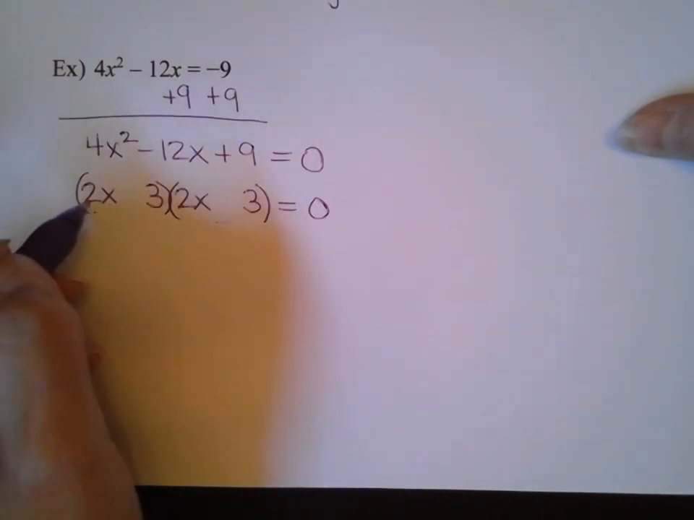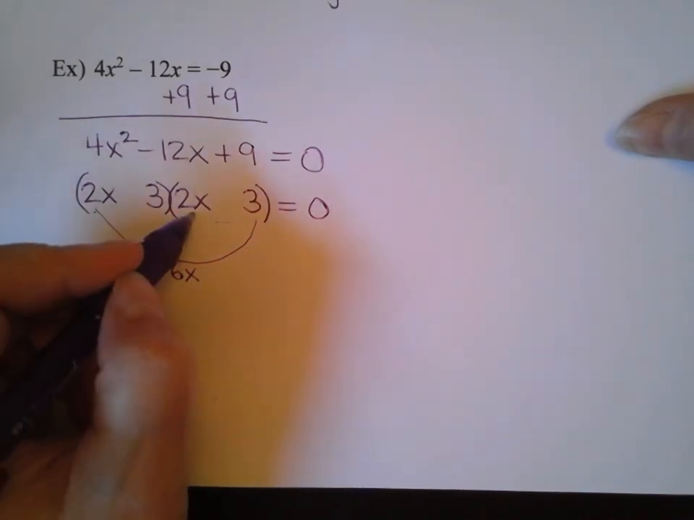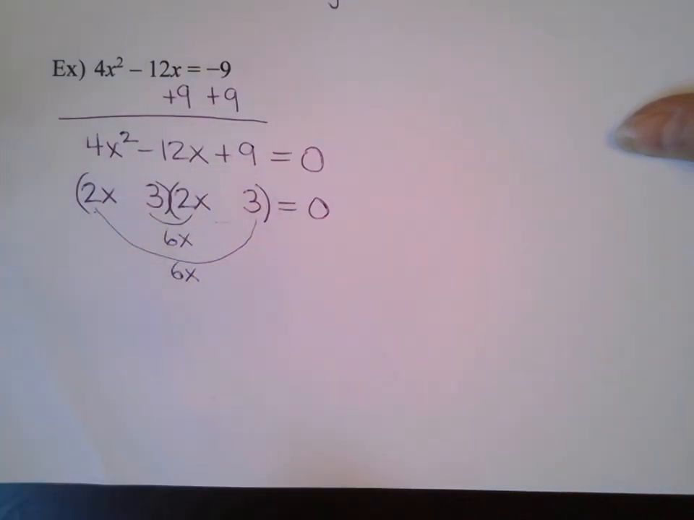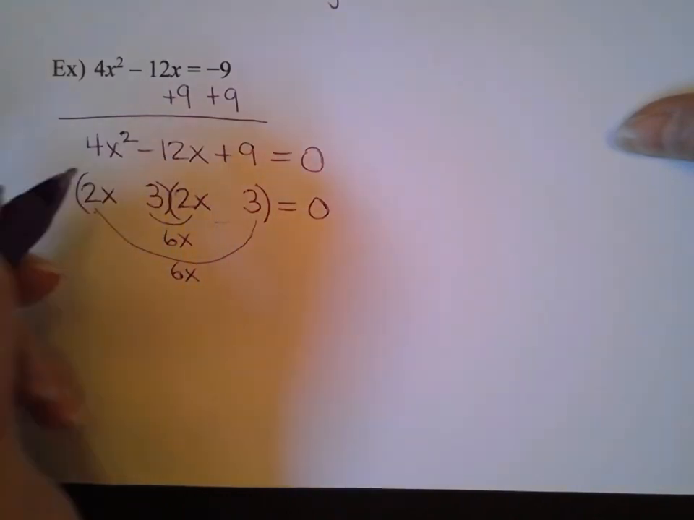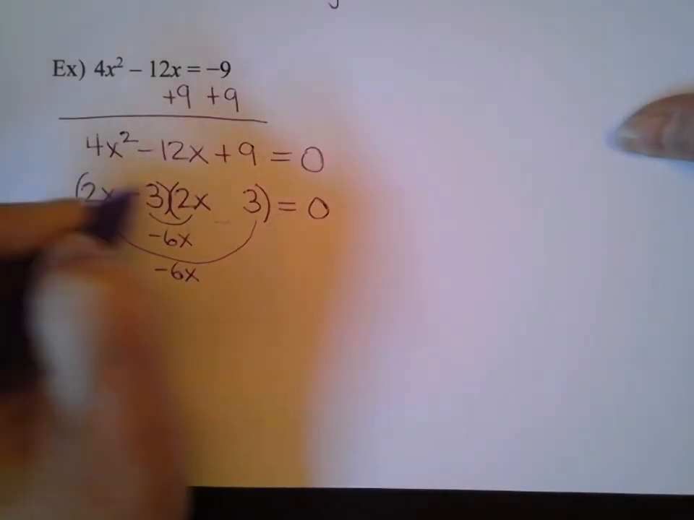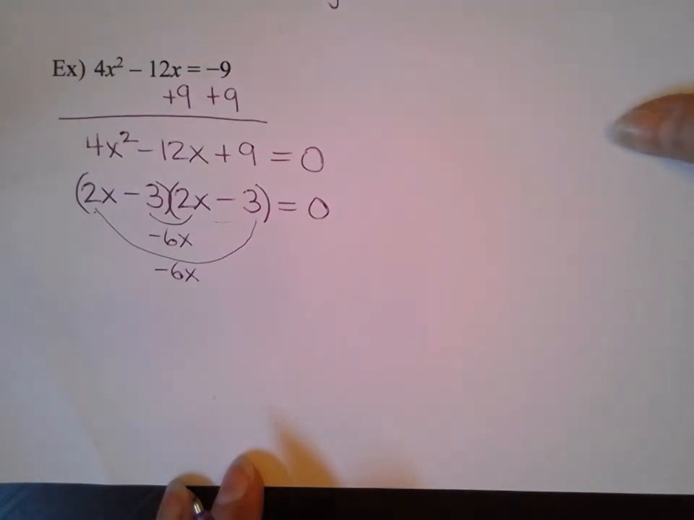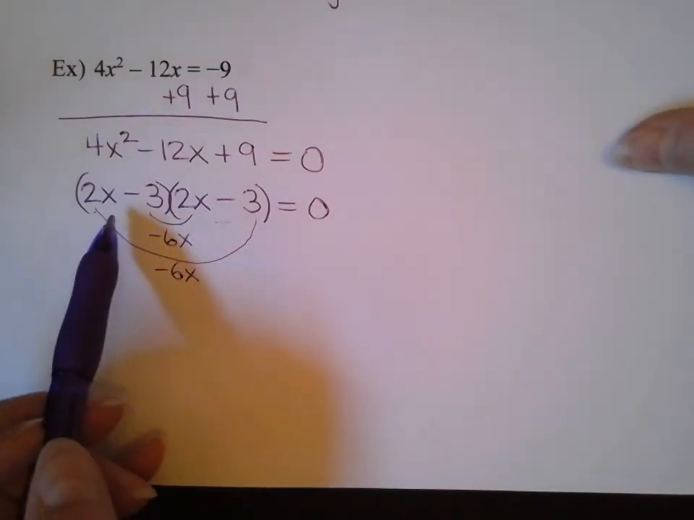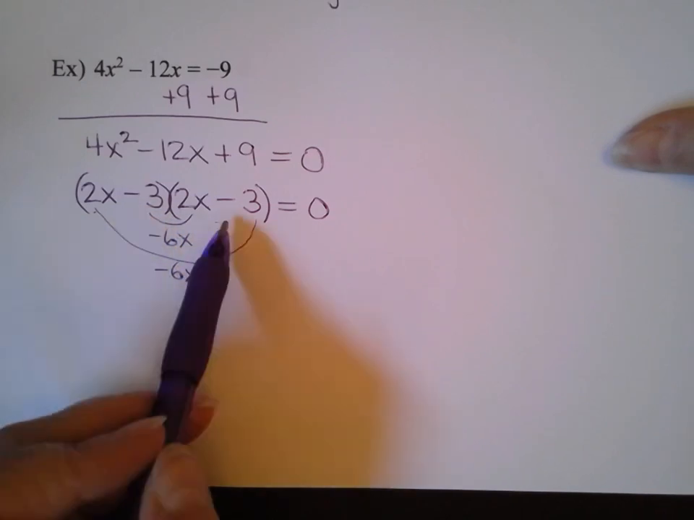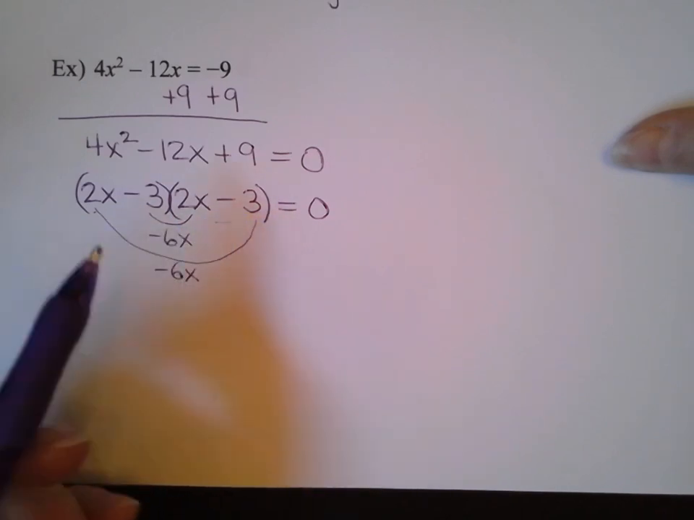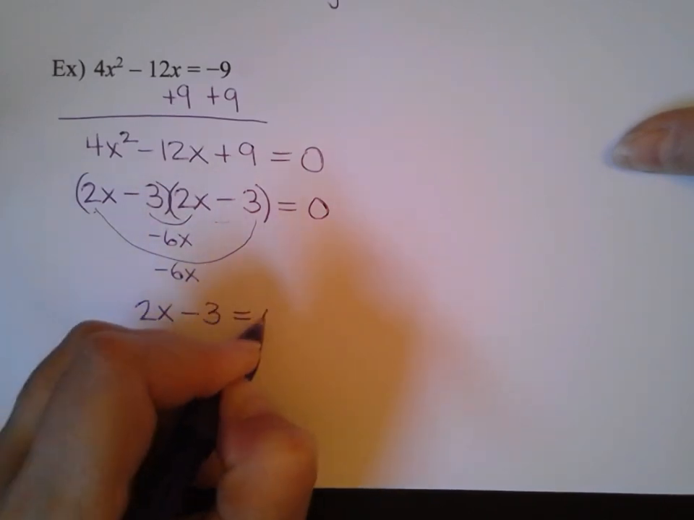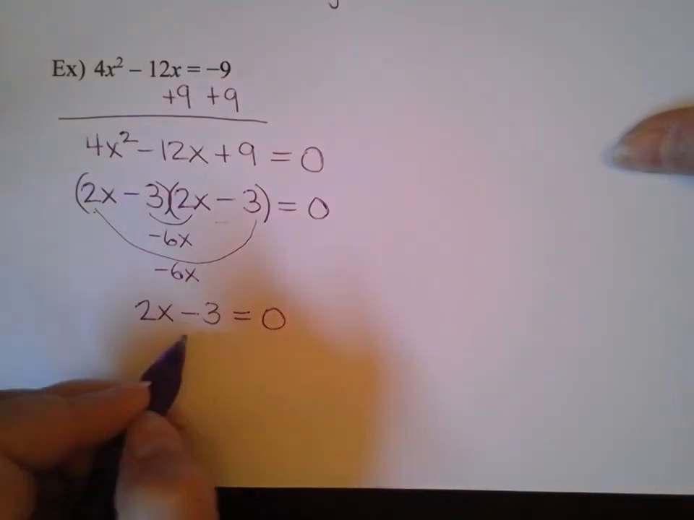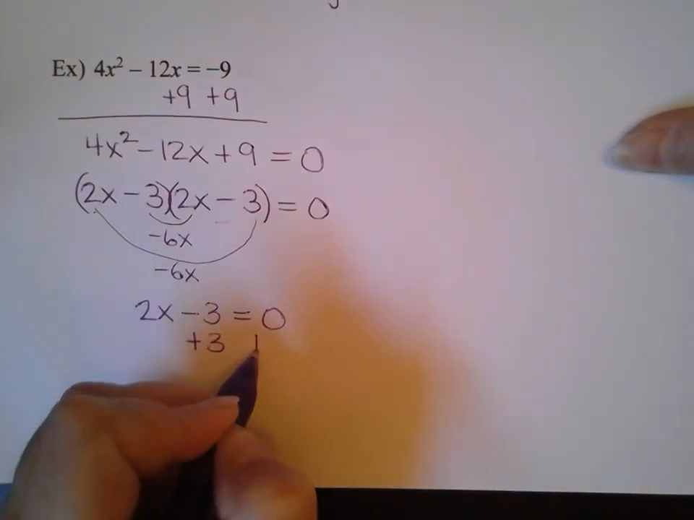Right, so if I FOIL this out, on the outside, I'm going to have a 6x, and on the inside, I'm going to have a 6x. And I would like them to add up to the middle, which is -12x. So I need them both to be negative. Okay, so sometimes this happens. This is a perfect square trinomial where I get two of the same parentheses here. Since they're both the same, I really only have to set one of them equal to 0 because they're going to give me the same answer. And then I'm going to solve for x.